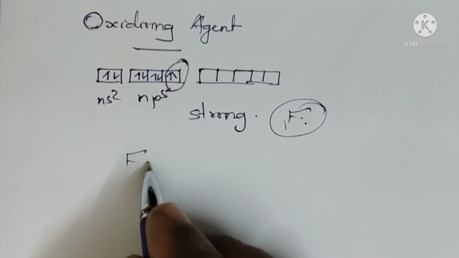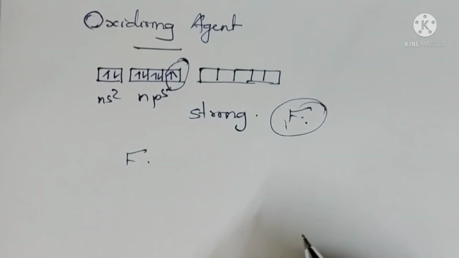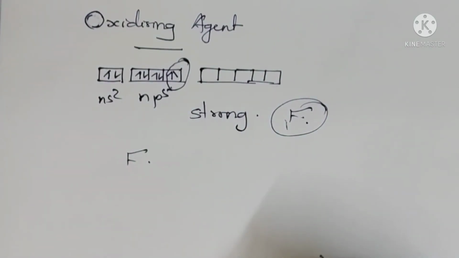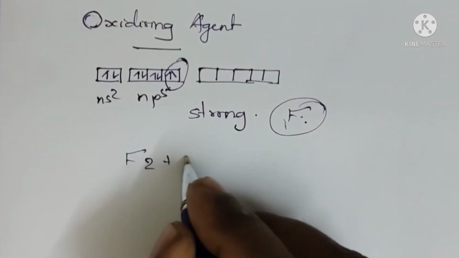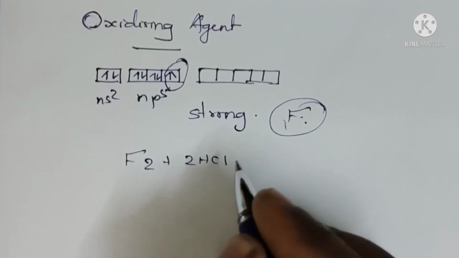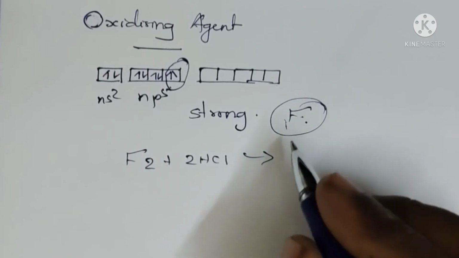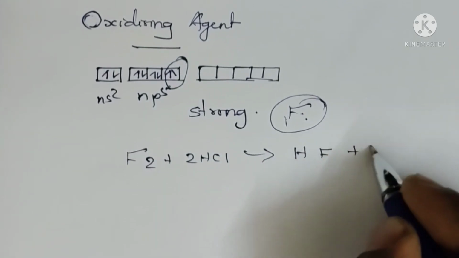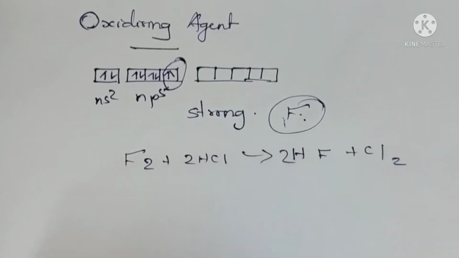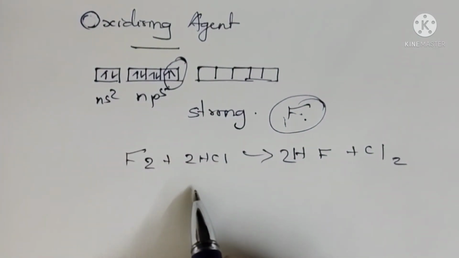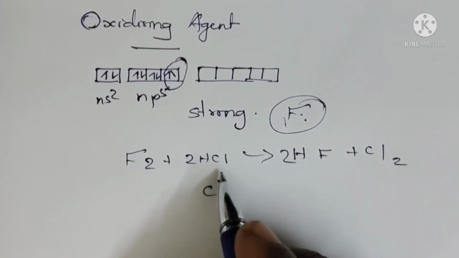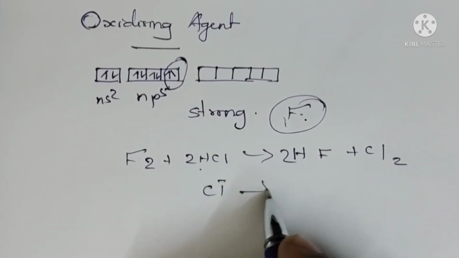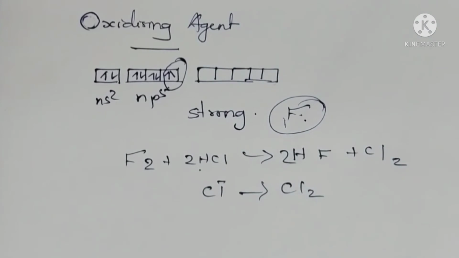Fluorine oxidizes other halide ions in solution or even in solid phase also. For example, if fluorine reacts with hydrogen chloride, we are getting hydrogen fluoride plus chlorine. In this reaction, the Cl minus ion present in hydrogen chloride gets oxidized to chlorine.